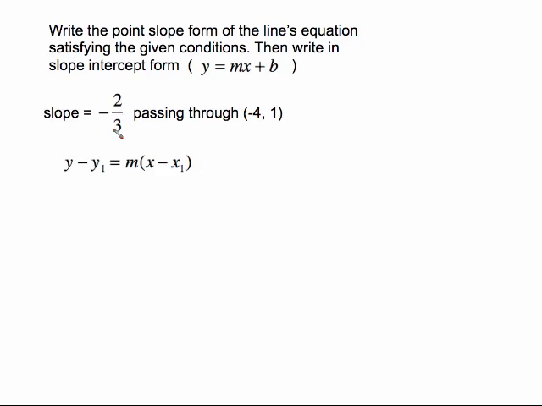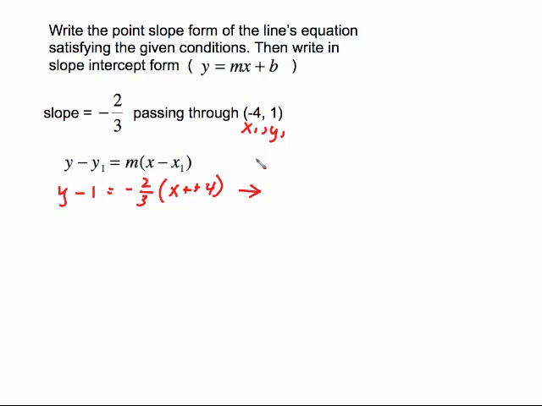Same kind of problem. This time the slope is a fraction, but I still have to stuff it into my point-slope form. This is x1, and this is y1, and this is your m. So this is y minus y1, which is 1, equals the slope, which is negative 2/3, parentheses x minus x1, which happens to be a negative 4. So I happen to have two negatives in a row here, change them both to plus, and this right here is your point-slope form. You're finished with that part.